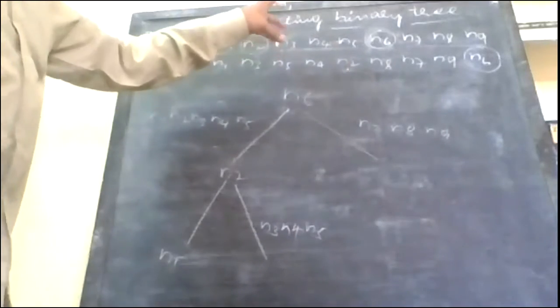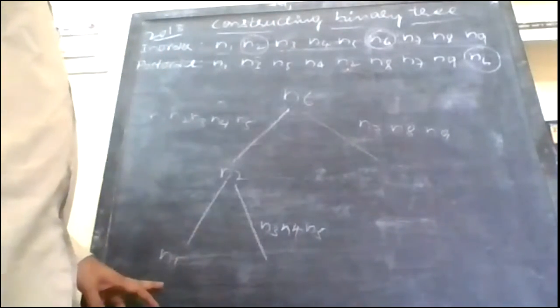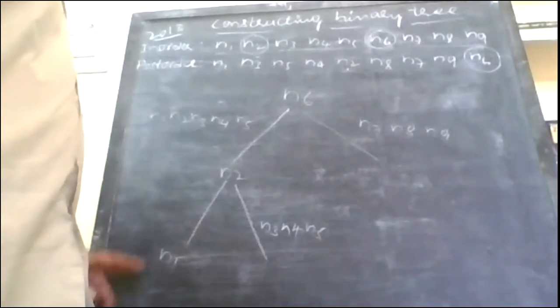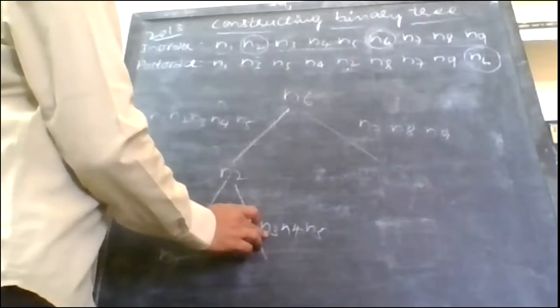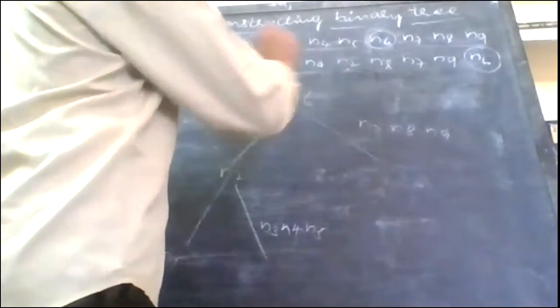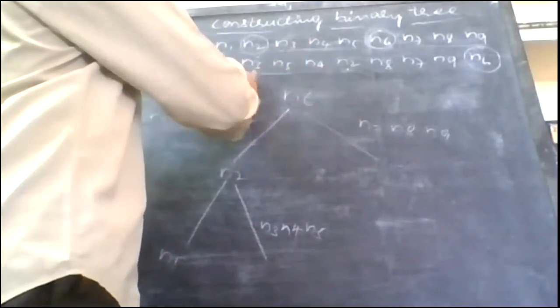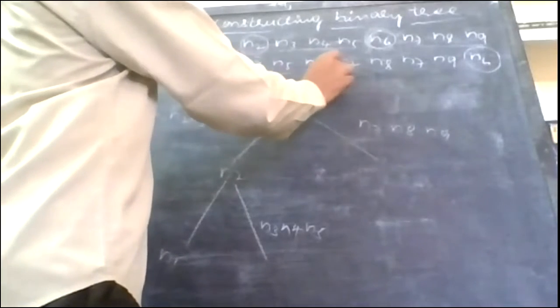Is it clear? Okay. Now, this is over. N2 I already indicated, and N1 is on the left side. So how many nodes am I left with? N3, N4, N5. You find them on this one. So they are here: N3, N5, N4. I already scanned this one.